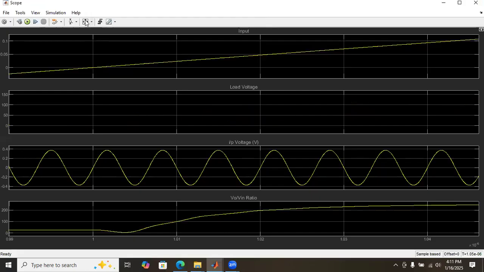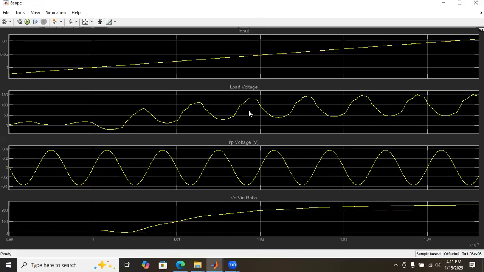Here there is input voltage and load voltage. Load voltage initially is around 10 volt. There is a slight oscillation. This is DC voltage, the load voltage is DC voltage. And here, after the load voltage reference is increased to 100 volt, the voltage is increased.